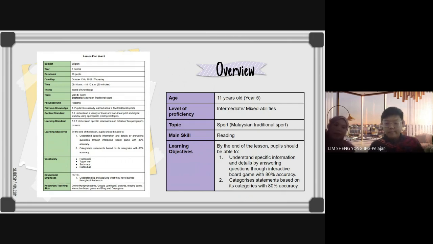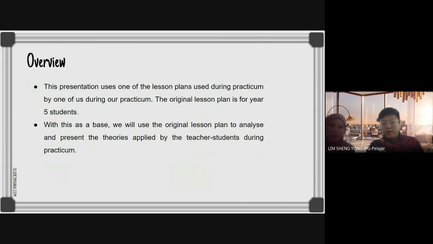All right. Next. Now, the overview of the lesson plan. This presentation uses one of the lesson plans used during practicum by one of us. The original lesson plan is for year 5 students. With this as the base, we will use the original lesson plan to analyze and present the theories applied by the teacher students during practicum.